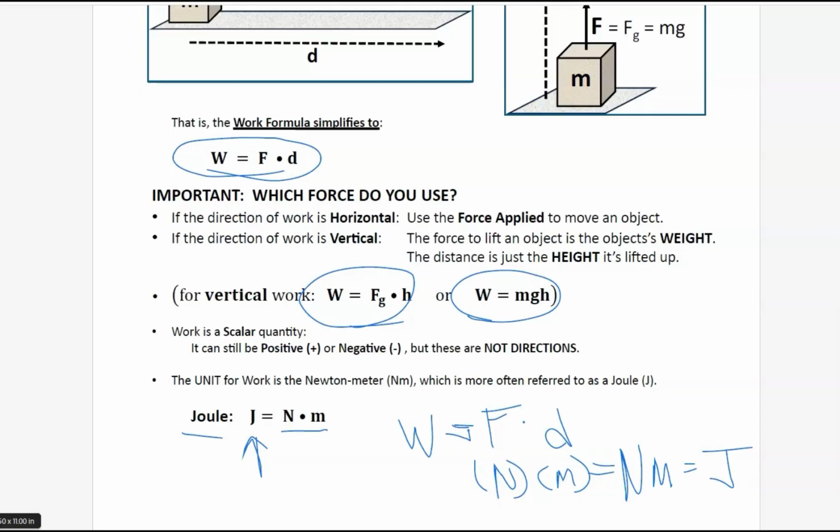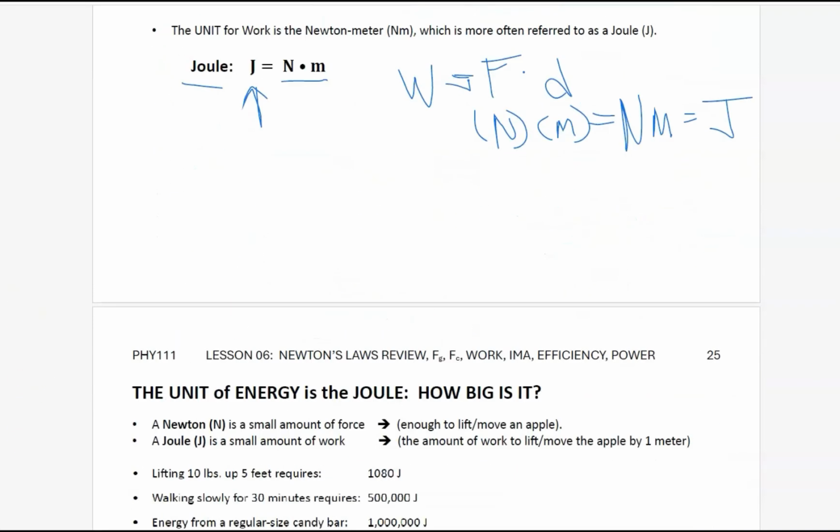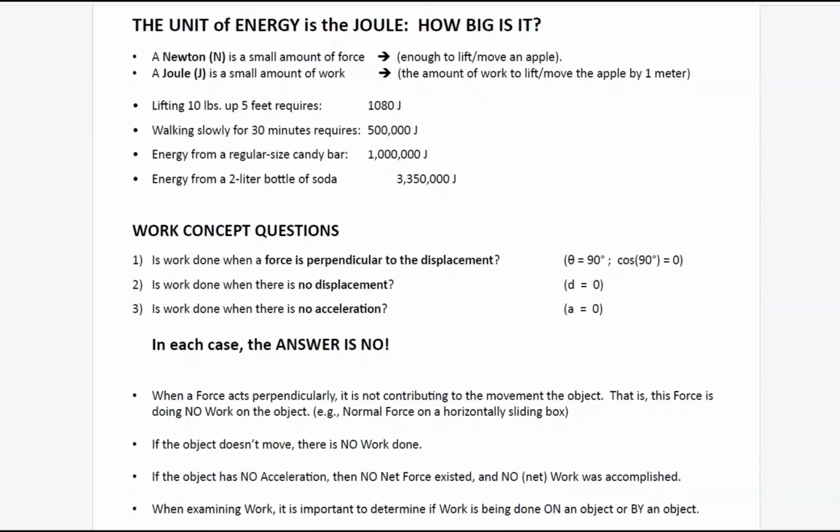So let's talk about just how big a joule is. The unit of energy is a joule. The unit of transfer of energy, like work and heat, is also joule. How big is it? Well, a newton is a small amount of force. 1 newton is about the weight of an apple. So it's the force required to lift an apple. A joule is a small amount of work. It's the amount of work to lift an apple up 1 meter. How big is a meter? A meter is a little bit bigger than a yard.